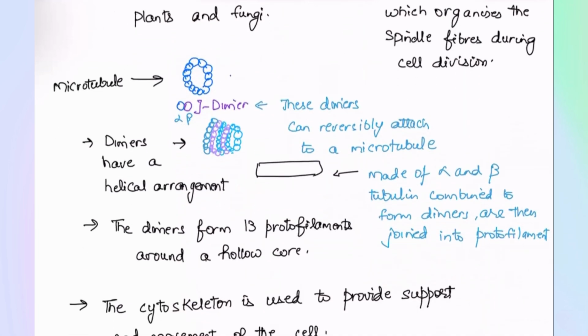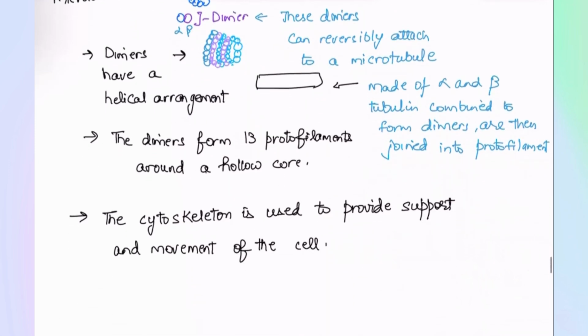Alpha and beta dimer of microtubules. This is how it looks like, and these dimers can reversibly attach to a microtubule. Dimers have a helical arrangement, and these are made up of alpha beta tubulin. Tubulin is the basic unit of a microtubule, combined to form dimers and then joined into protofilaments. The dimers form 13 protofilaments around a hollow core, and the cytoskeleton is used to support and helps in movement of the cell.